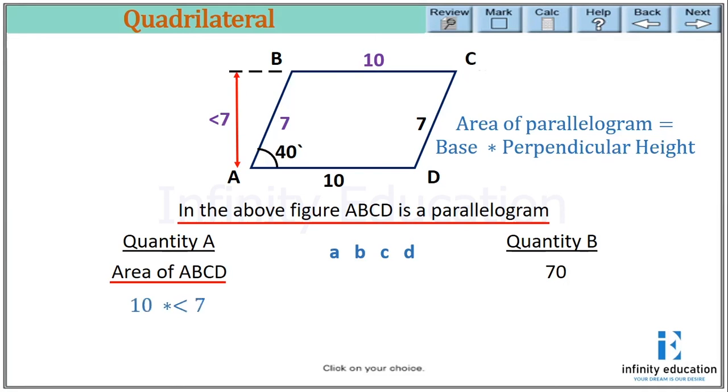So area of ABCD should be 10 into less than 7, which is less than 70, and quantity B is given as 70. So we can say quantity B is greater. So B is the answer to the question. I hope the question is clear.